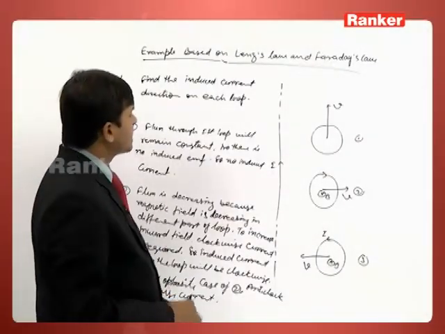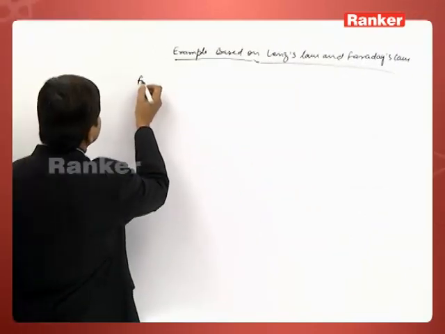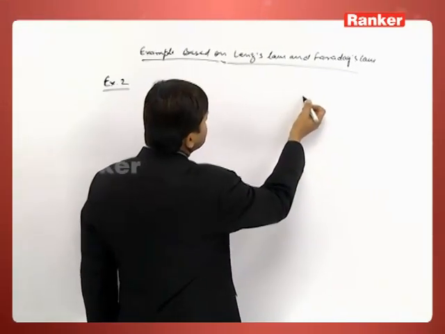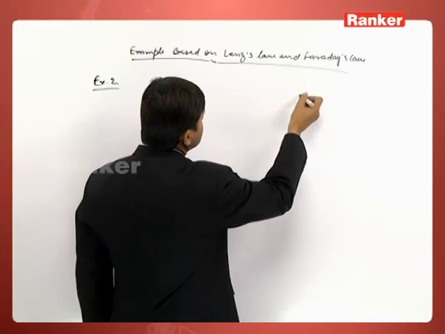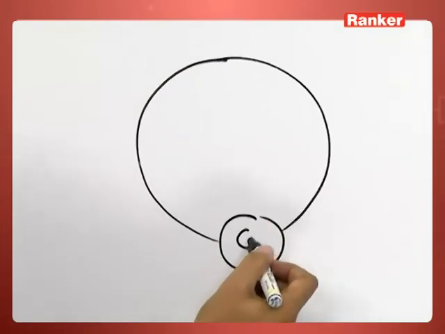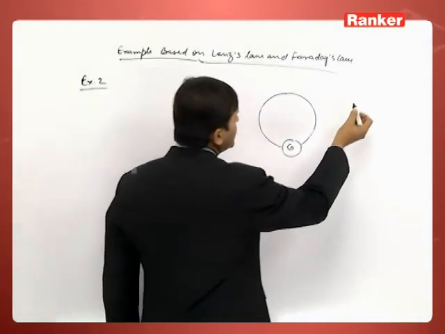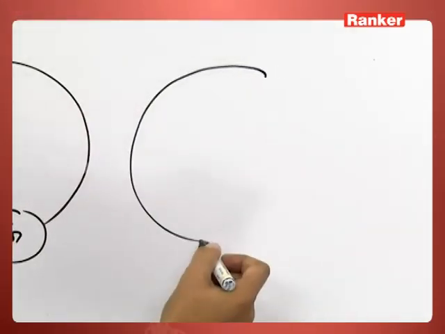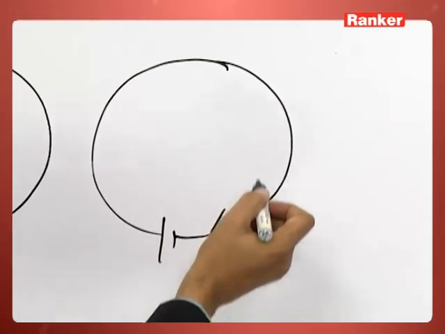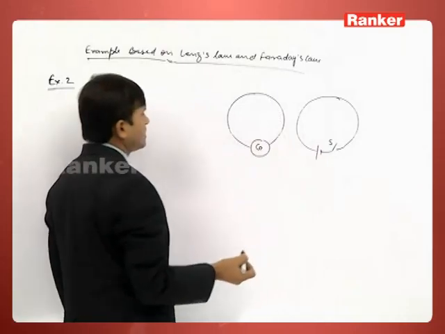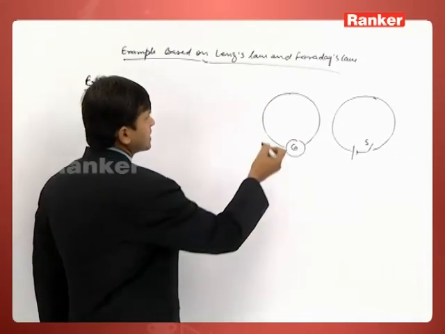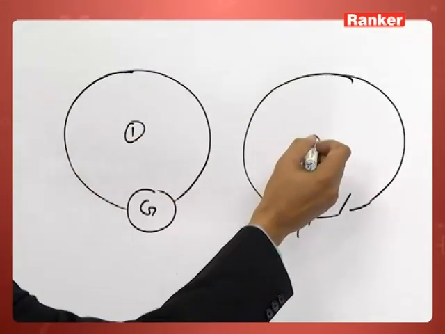So this is one of the examples. Now see another example. In this example, we have two loops. In one of the loops, a galvanometer is connected, and near it we have another loop with a battery and a switch S. Now we have to find the current in the loop. Let this be loop number 1 and loop number 2.